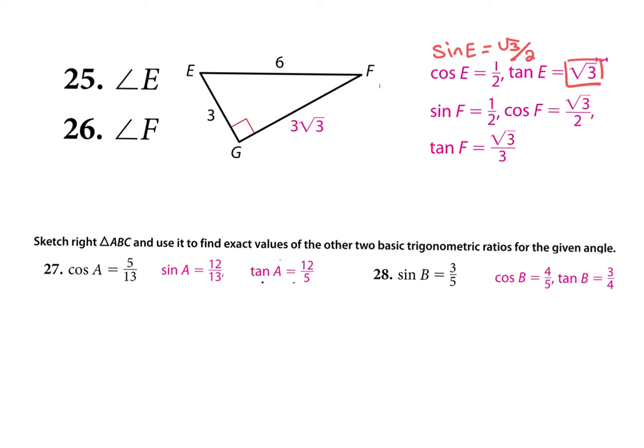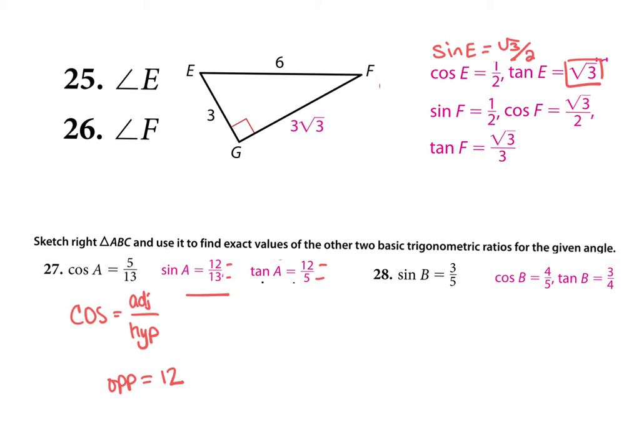For these last two, they gave you one of the trig functions. In this case, they gave you cosine. So if they gave you cosine, then they gave you adjacent and hypotenuse. And you would have used the Pythagorean theorem to solve for your opposite, and your opposite would have been 12. And so then you would have put opposite over hypotenuse for sine, and opposite over adjacent for tangent.